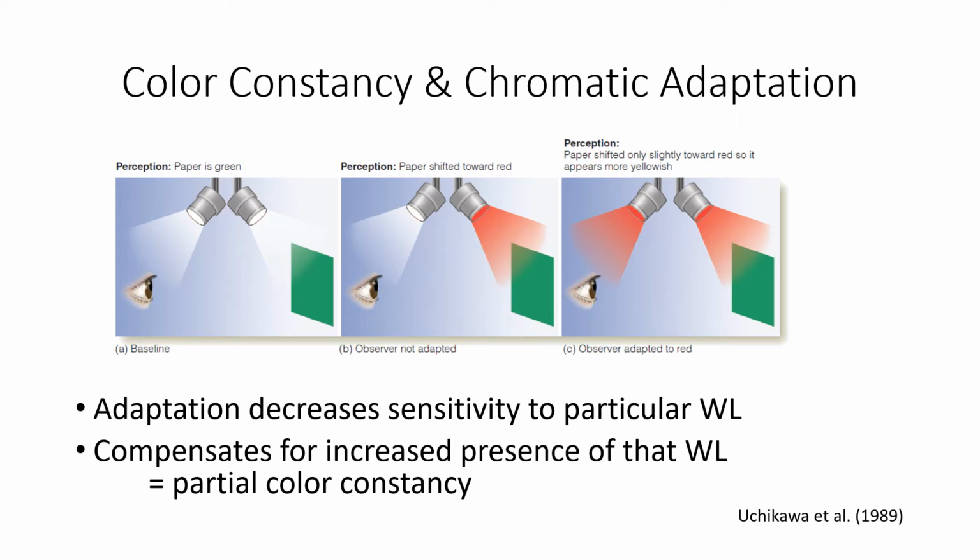And so what's happening there is we're having an adaptation to the color of the illuminant, or the wavelengths of the illuminant, and that is compensating and decreasing sensitivity to particular wavelengths. So that gives us partial color constancy. That's part of the answer, but you can see that even in C there, there is some shift towards more yellowish. And again, that's not what's happening when we walk from outside to inside and we're seeing people, their clothes don't change color or shift color.